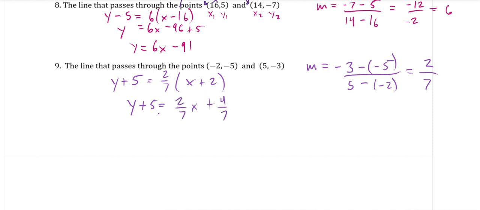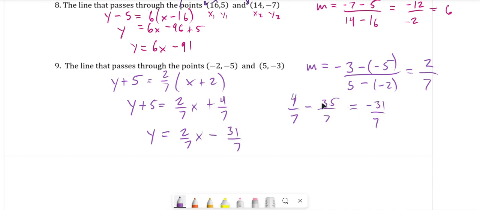In terms of sevenths, 5 is 35/7. And so subtracting that from this side, I'll get y equals 2/7 x minus 31/7, which you can see here, as this is just 5. And so this is our answer.